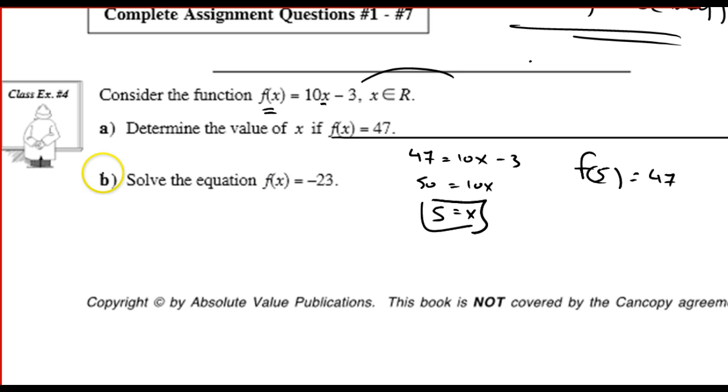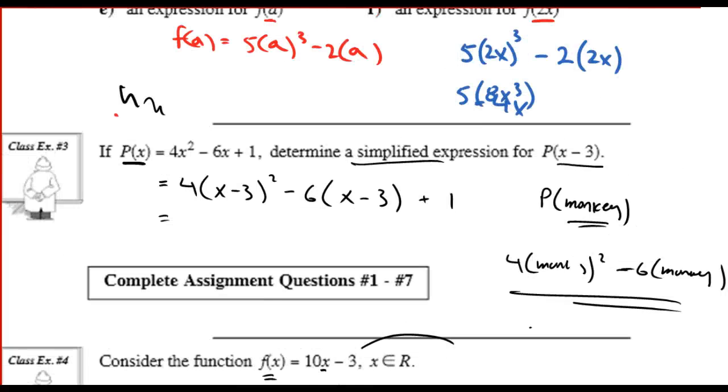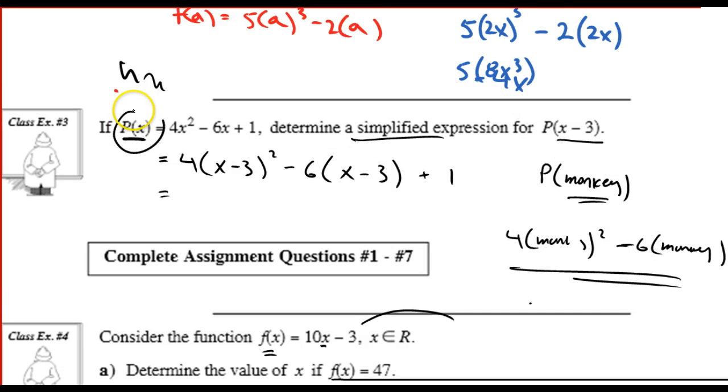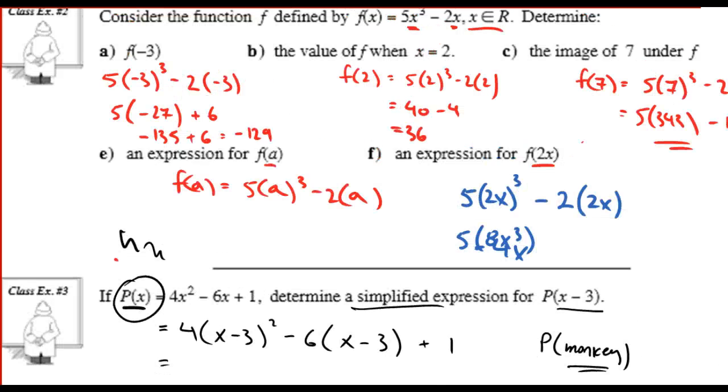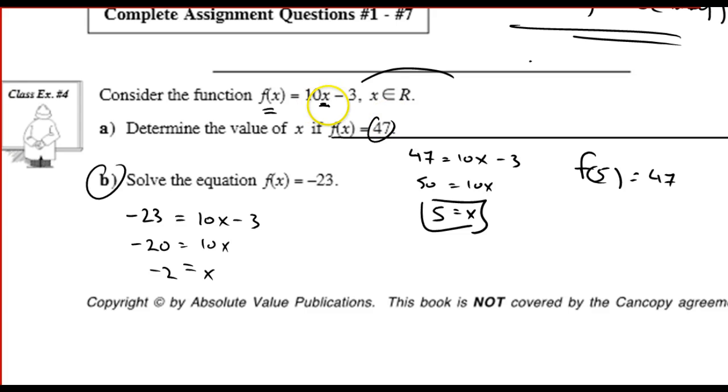Solve the equation for f at x equals negative 23. So again, now what's the input when the output is negative 23? 10x minus 3, negative 20 equals 10x, x equals negative 2. So be careful before you jump into doing these questions. Make sure you know the difference between looking for the actual function like p at x or f at a or whatever it is, as opposed to when they give you the output and you have to find the x itself. Okay, so you'll come across a few of those questions.